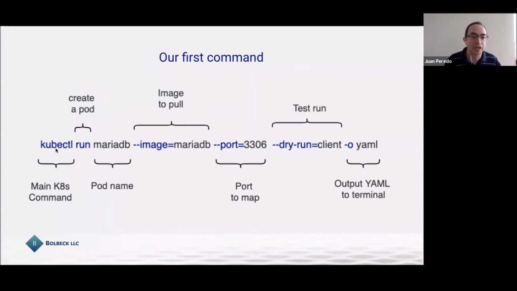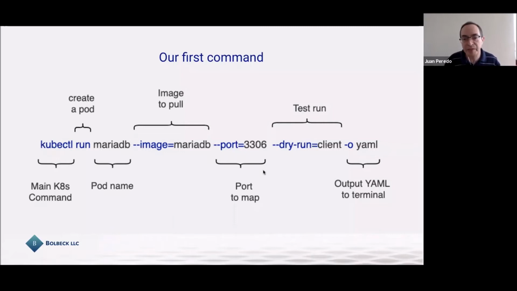So we will start with kubectl. That's the main command for Kubernetes. Then we're going to tell it that we're going to create a pod using the run command. We're going to give it a name. We're going to tell it what image to run. And it will pull an image from Docker Hub, unless you tell it another repository. And you can think of Docker Hub as GitHub, but for containers. Finally, we get to tell it what port our image is going to be listening on.